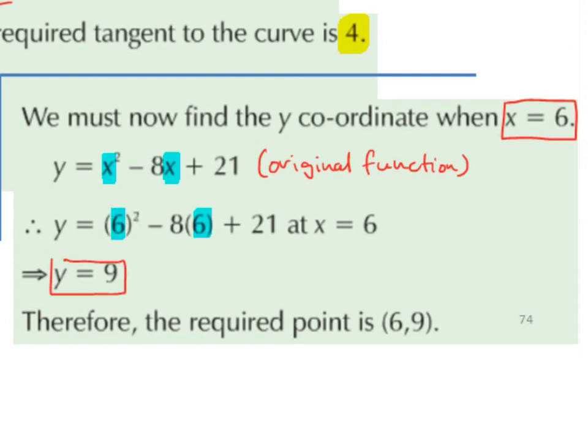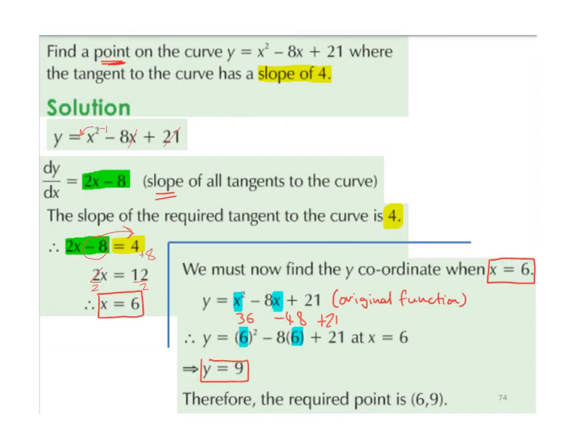6 squared is 36. Minus 8 times 6 is minus 48. Plus 21. And 36 minus 48 plus 21 gives us 9. So we get a y value of 9. Therefore, the required point is 6, 9. An x value of 6 and a y value of 9. So we were asked to find a point on the curve of y equals x squared minus 8x plus 21, where the tangent to the curve has a slope of 4, and that point is 6, 9.